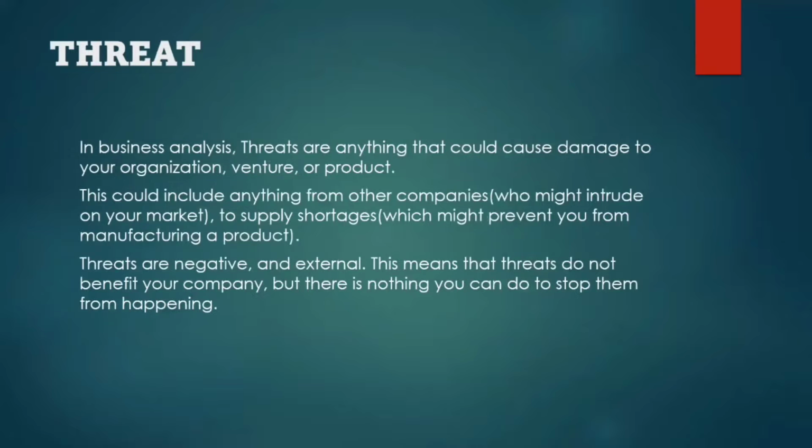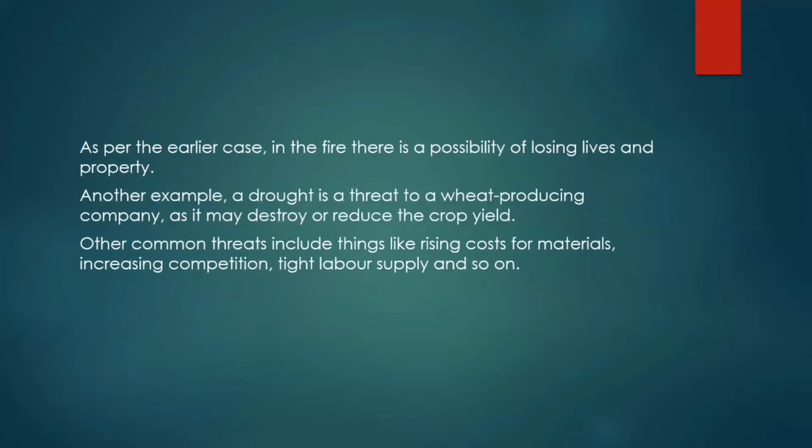The next one is threat. Threats are anything that could cause damage to your organization, venture, or product. This could include anything from other companies to supply shortages, which might prevent you from manufacturing a product. Threats are negative and external. This means that threats do not benefit your company, but there is nothing you can do to stop them from happening. As per the earlier case, in the case of fire, there is a possibility of losing lives and property.